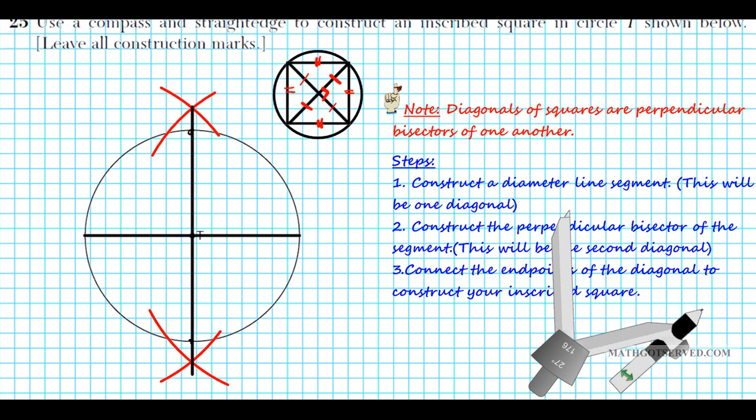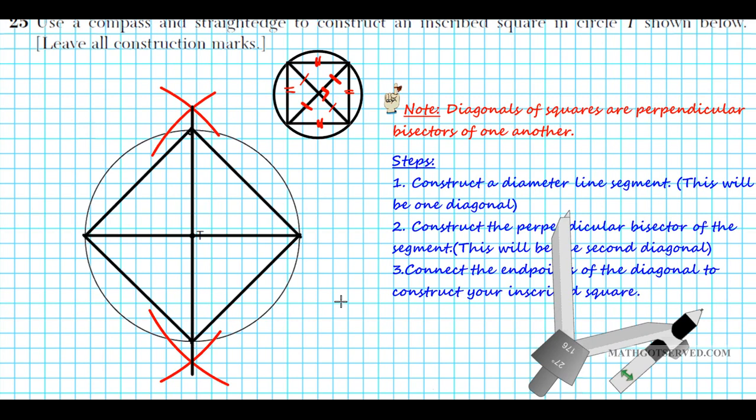How are we going to create our square? We just simply connect this endpoint right here to that endpoint, this endpoint right here to this endpoint right here. We're just looking for the diameter, that's all, to that endpoint, and this endpoint right here to that endpoint.